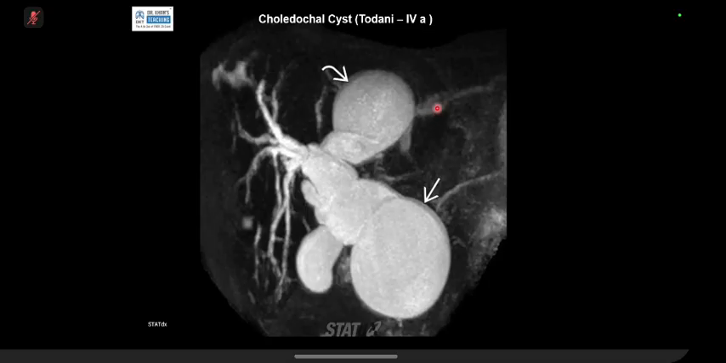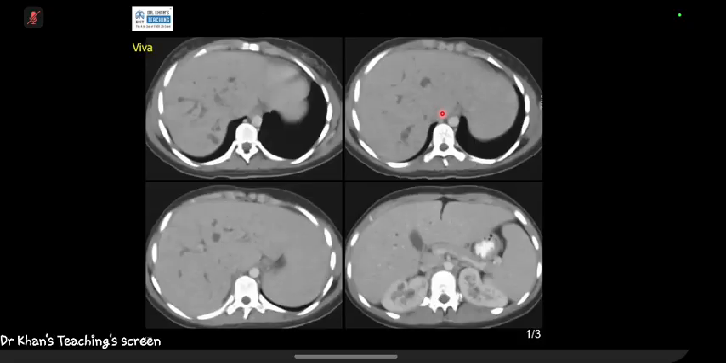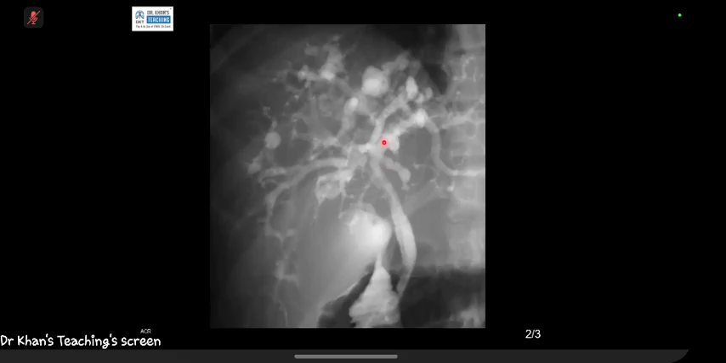So this one is a dilatation of extra and intrahepatic ducts. I don't worry about that, but this one you should know. This is Caroli's disease, intrahepatic duct dilatation. Do you see this on ERCP? There is intrahepatic duct, and do you see that there are cystic dilatations? On a CT, even here, you can see that there is a cyst which communicates with this intrahepatic duct.